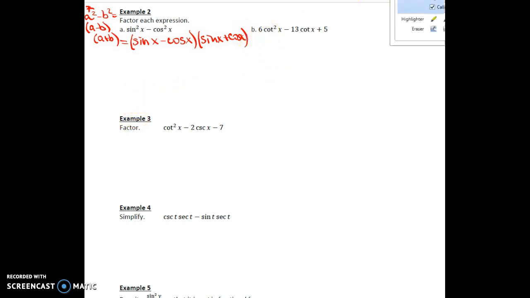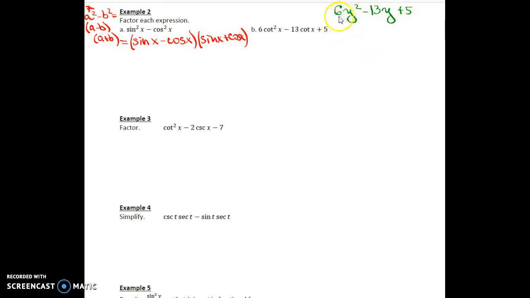For part B, I'm going to switch colors so you guys can read that a little bit easier. For part B, we have 6 times cotangent squared of x minus 13 cotangent of x plus 5. Doesn't that kind of look like a quadratic equation? What if I asked you to factor 6y squared minus 13y plus 5? See if you can factor this expression out.